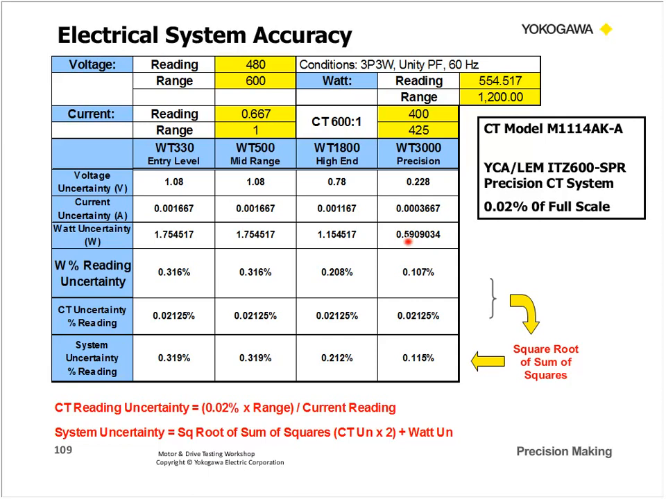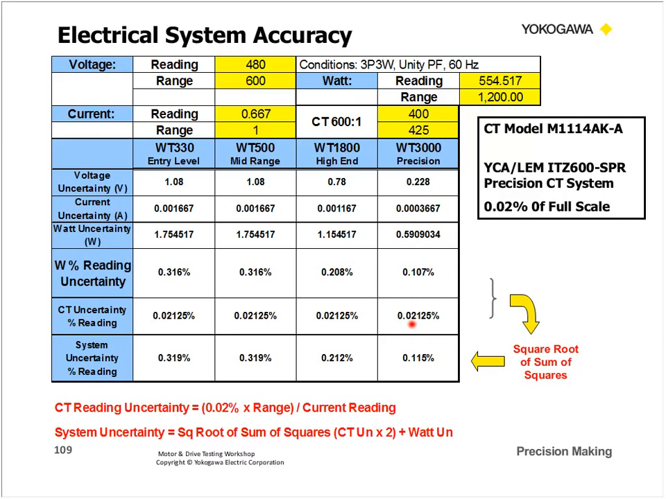Then we have to take this watt and convert it to a percent of reading because we have to get the CT and the power meters in the same reference. So we're going to convert everything to a percent of reading. So the CT is calculated in this example. It was 0.02% of full scale and our uncertainty on that one based on its reading. Okay, so this is calculated percent of reading.